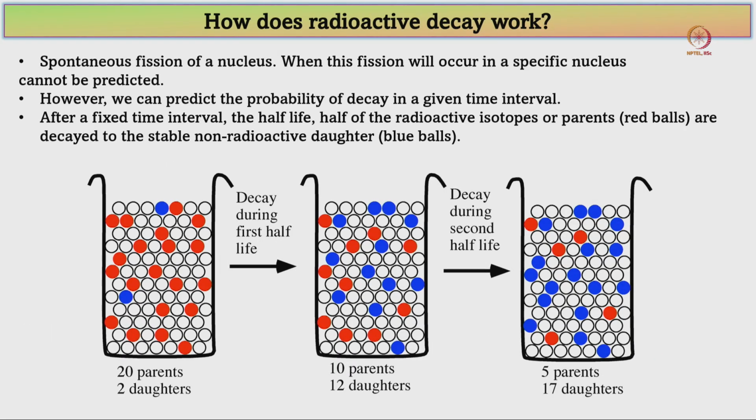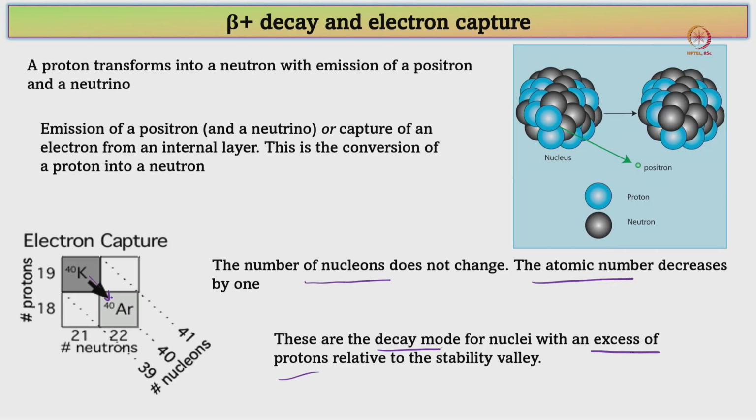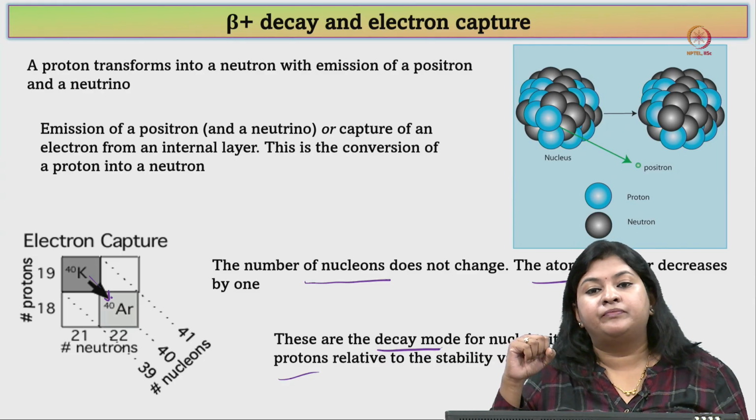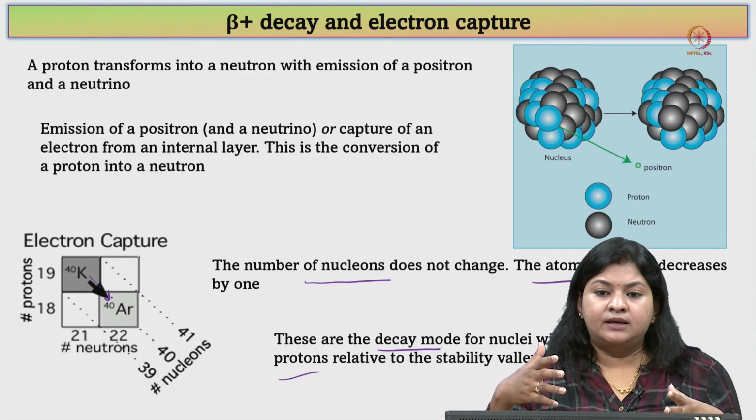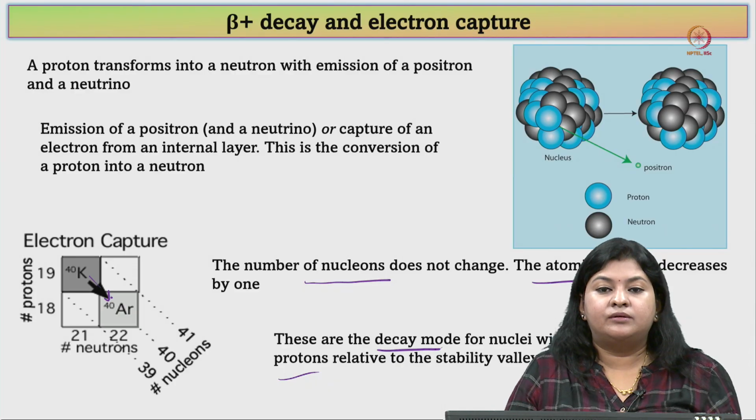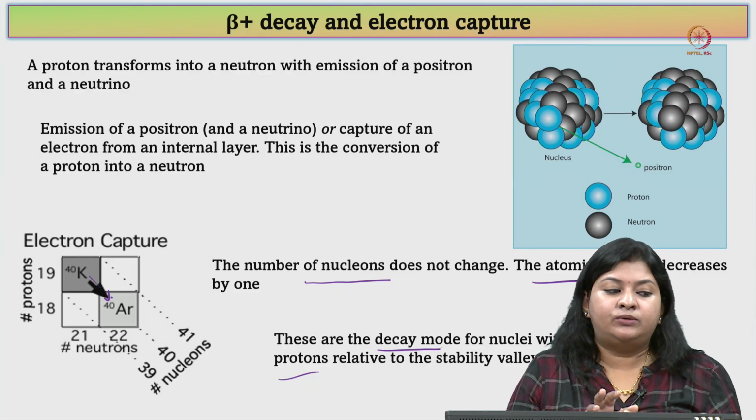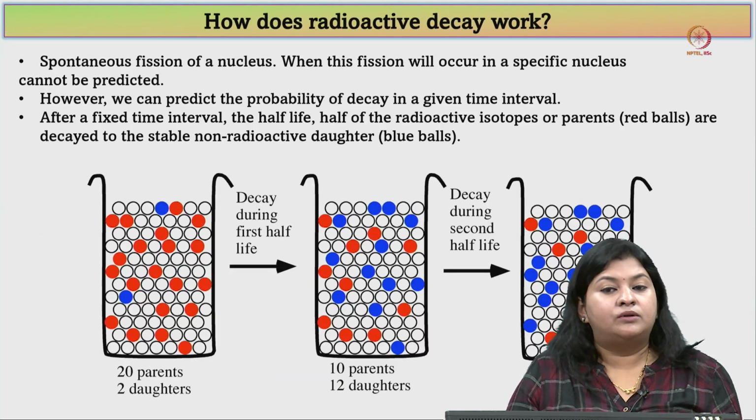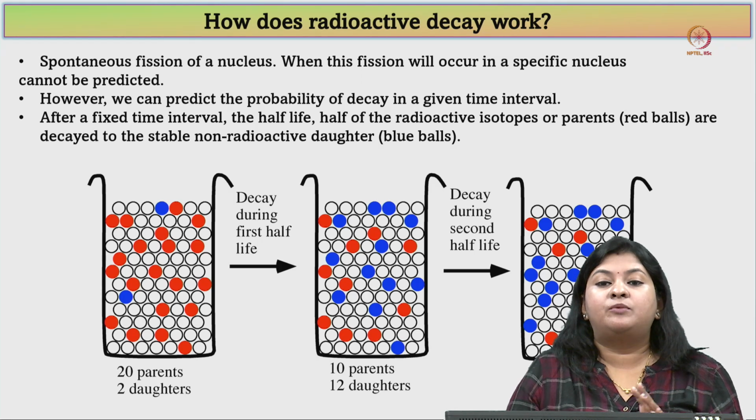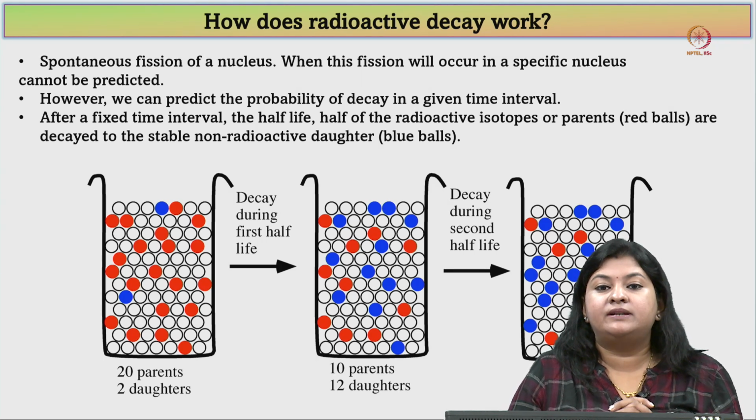Now, how does radioactivity work? As you understood, alpha decay, beta decay, and electron capture are all related to the stability of the nucleus and how the nucleus is going to become more and more stable, and this is very spontaneous. This happens because the nucleus itself wants to be more stable. It is not related to anything like bonding. So, it is a very spontaneous activity.